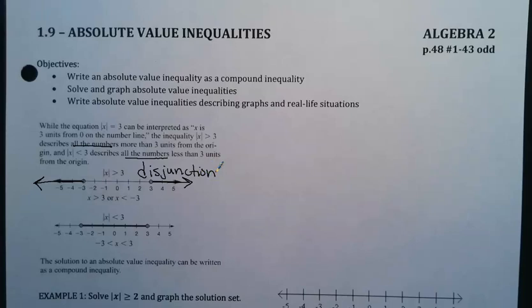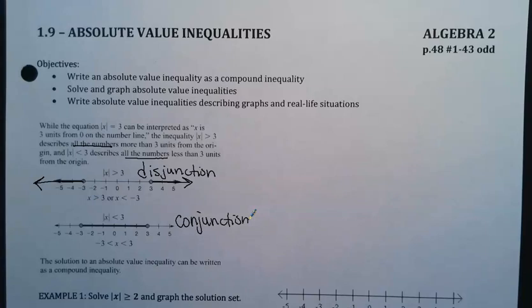The next one, the absolute value of x is less than 3, is equivalent to negative 3 is less than x, but x is also less than 3. So again, we have our open circles, and x is the distance in between those. That right there is the conjunction, because it's an and statement.